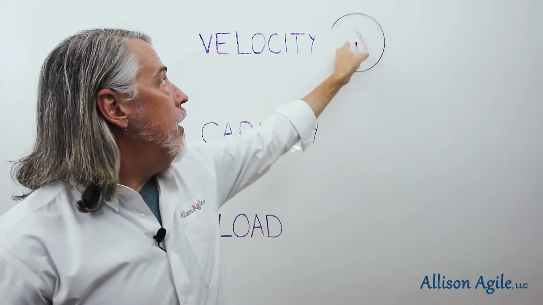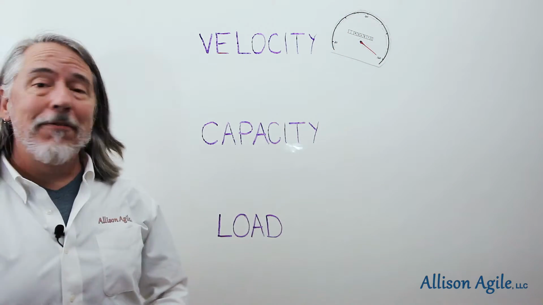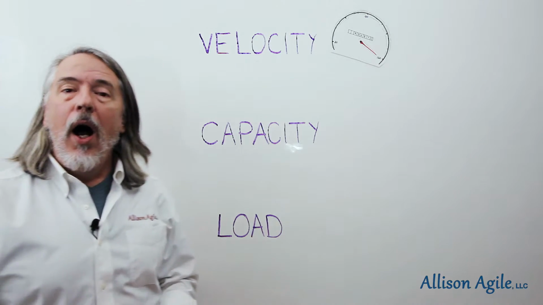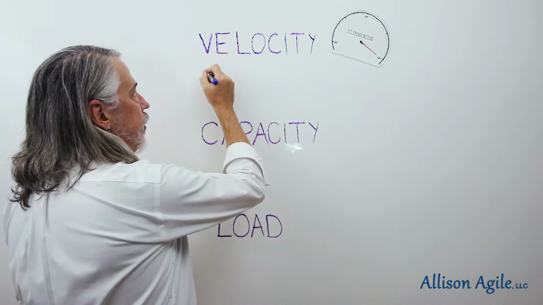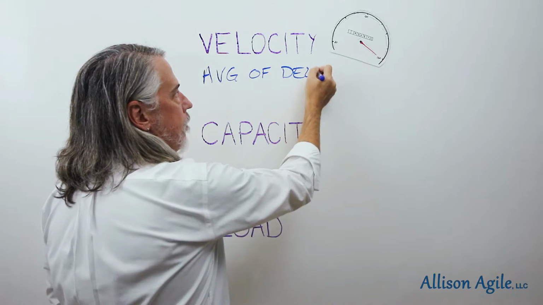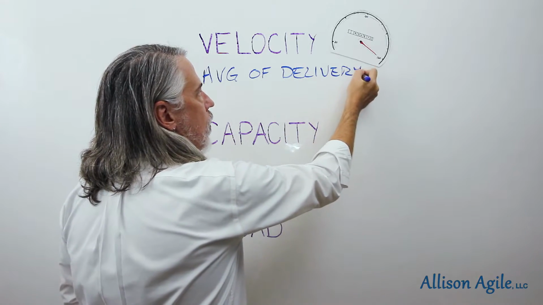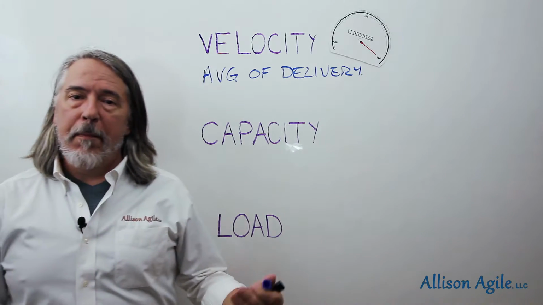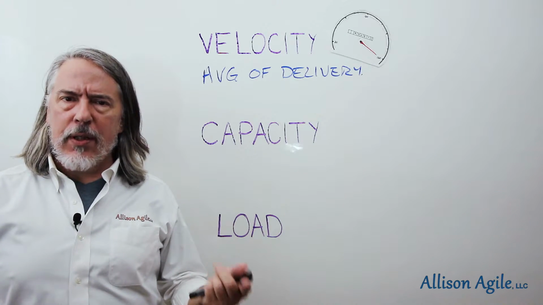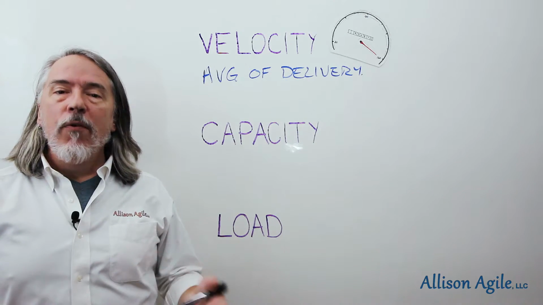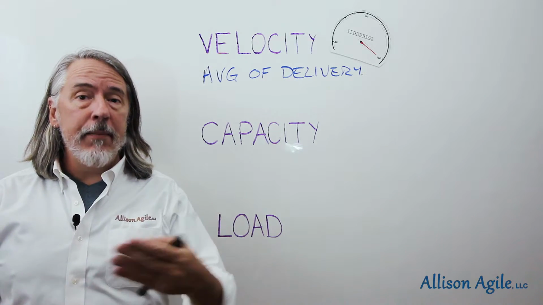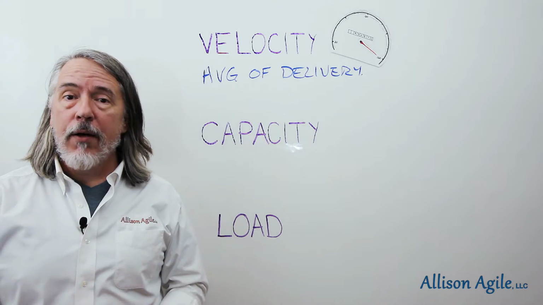We're going to use the icon of a speedometer up there for velocity. Velocity is basically the average of your team's deliverables. So we're going to put average of deliverables. Okay, this is over the past X number of increments, chunks of calendar, and X is usually somewhere between 3 and 5. Over the last 3 to 5 increments, how much work did your team actually deliver? How much did they actually finish up at the very end of the session?